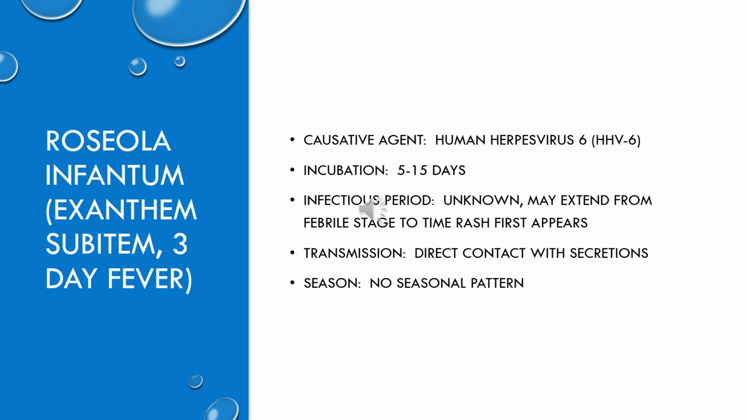Causative agent is human herpes virus 6 or HHV6. Incubation period is 5 to 15 days. They are infectious, really an unknown time, but may extend from the febrile stage or when they first start to show fever to the time the rash appears. Transmission is direct contact with secretions, and there is no seasonal pattern. So this one, usually we can see at any point. Most cases do occur in infants from the ages of 6 to 18 months of age.